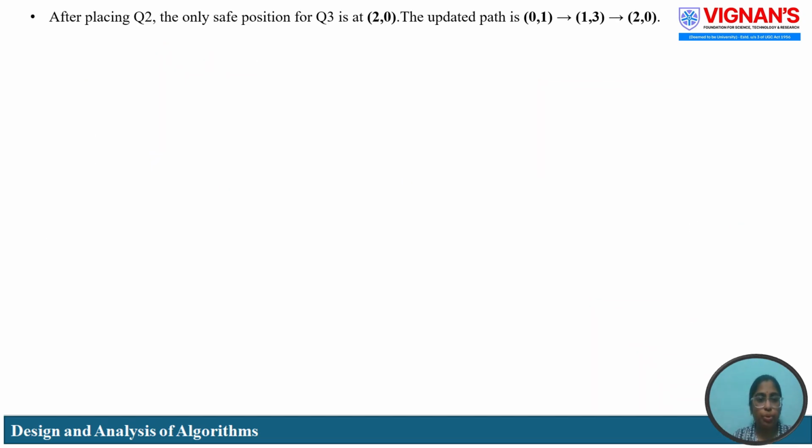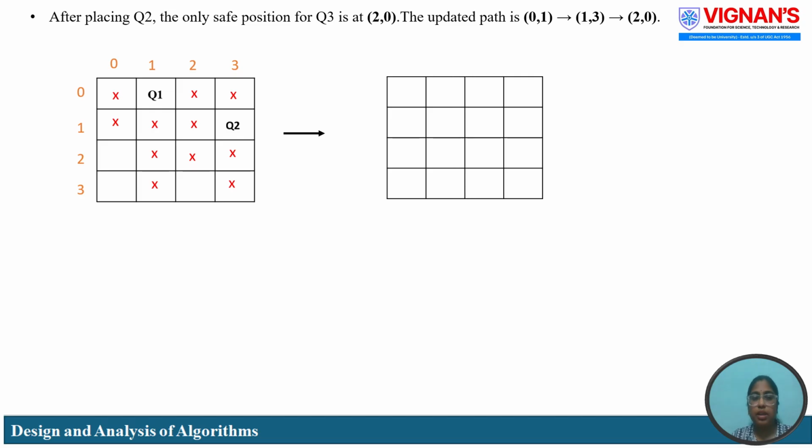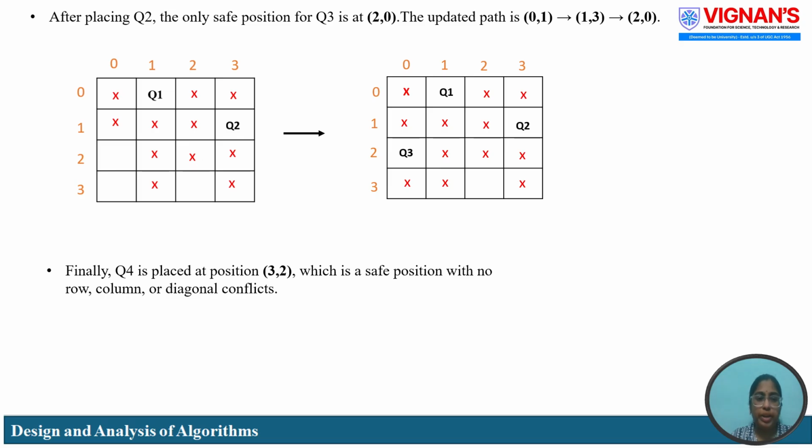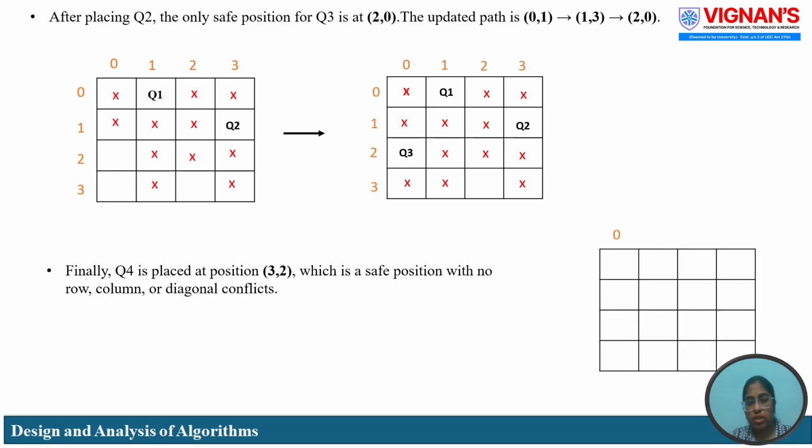After placing Q2, now we try to place queen 3, and we have only one position available for queen 3, which is 2, 0. Let's try to place queen 3 at 2, 0 and block all the unsafe positions. So we placed queen 3 at 2, 0 and blocked the row, column and diagonal. Now we try to place queen 4. We have the only safe position, 3, 2. Let's try to place queen 4 at 3, 2.